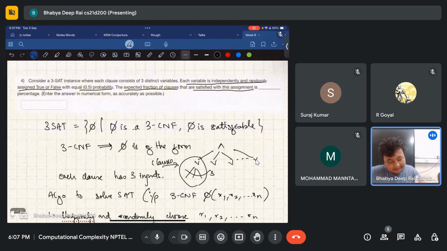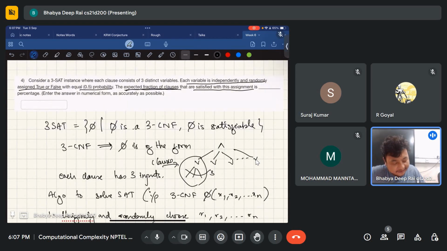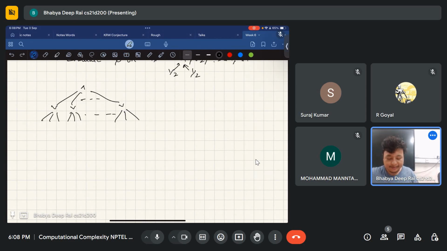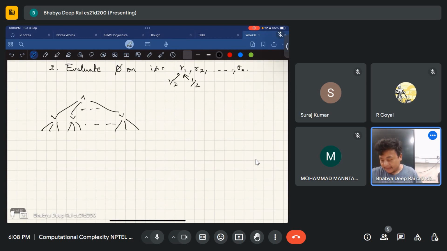The question says the expected fraction of clauses that are satisfied with this assignment. So if this is my 3-CNF, the question is asking how many of these clauses are satisfied. Here's the solution, I'll directly go on to it.